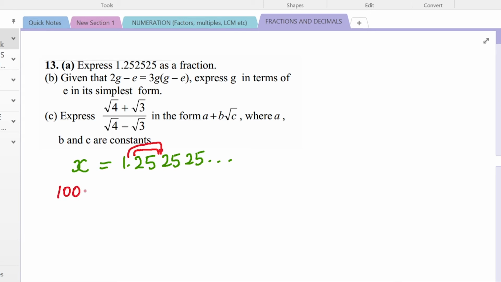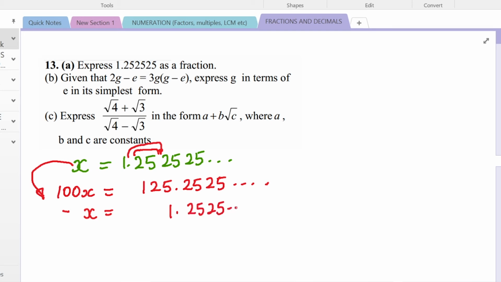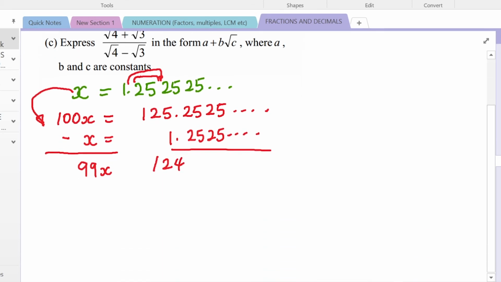So we shall say 100x is going to give us 125.2525 and so on. Then we shall get the previous step, and say minus x is equal to 1.2525 and so on. When we subtract, we end up with 99x here, giving us 124. So we go ahead and divide both sides by 99. We end up with our value of x as, of course, is this divisible by 3?